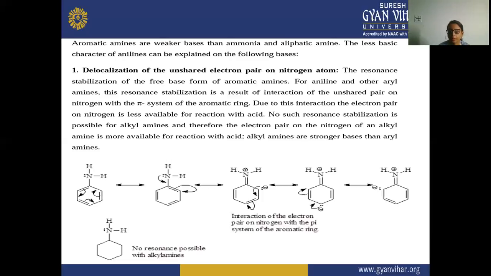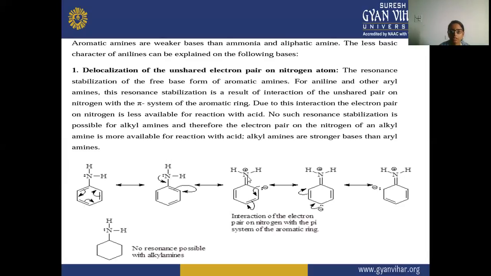This is the first point showing that aromatic amines are weaker bases than ammonia and the aliphatic amines. In this reaction, you can see the structure of aniline, and you can see that there is a delocalization of the electron. The electron moves from here to this point, and this electron also takes part in the resonance, forming a bond.